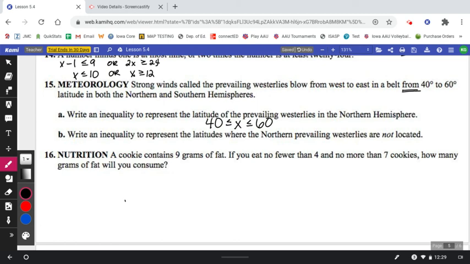Write an inequality to represent the latitudes where the prevailing westerlies are not located. So anything that's less than 40 or anything that's greater than 60.